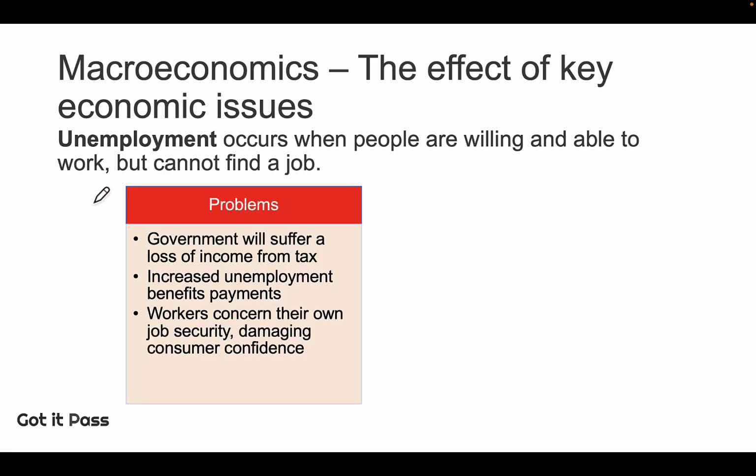And the next thing is unemployment benefit. Because when people are unemployed, they will claim unemployment benefits from the government. From the government's point of view, its income is reduced because less tax is collected. At the same time, it has to pay those unemployed people in the society. The overall government's financial situation will be worse off.